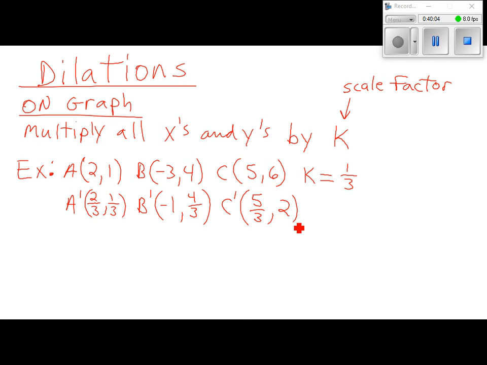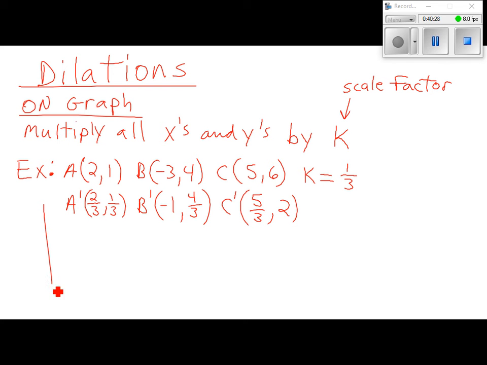So all you do, you take each one of these numbers, multiply it by whatever the scale factor is. If it's 2, 2 times 2 is 4. 2 times 1 is 2. Then you graph those new points. Same idea on this one as on the rotations and the reflections that we did.